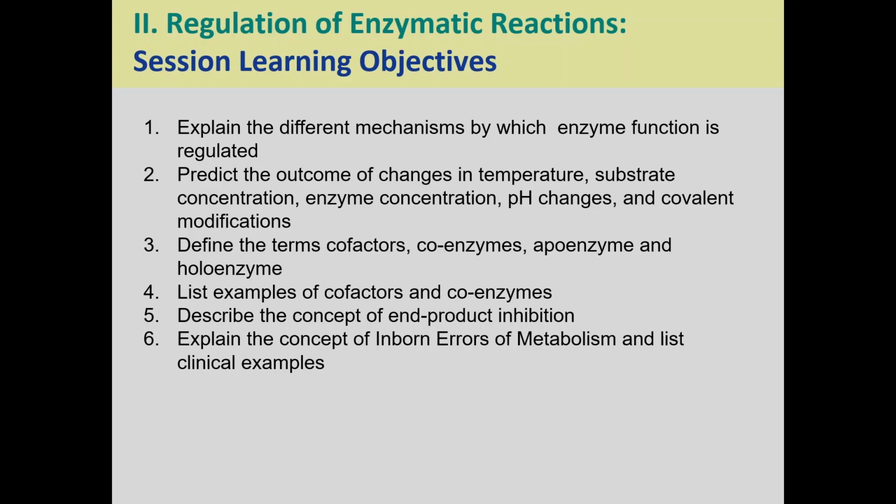We'll also talk about some other things that can assist with the enzyme itself and its job, like cofactors, coenzymes, apoenzymes, and holoenzymes, and then talk about some examples of those. We'll also look at the concept of end product inhibition, since this is something that we will see multiple times, and then talk about the concept of inborn errors of metabolism and look at some examples.